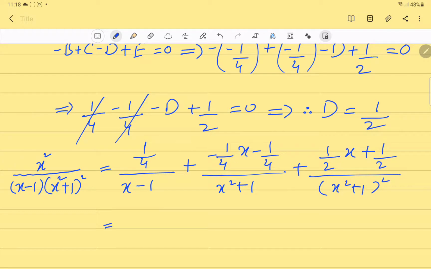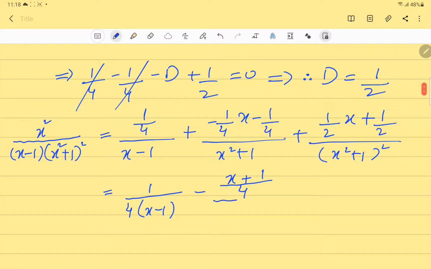Let's simplify it further. Minus 1 over 4x minus 1 over 4. We'll take minus common here. So we will have x minus 1 over 4 when we take the LCM of both the fractions. Sorry, it will be plus because we have taken minus common, over x squared plus 1. Here again we will take LCM.